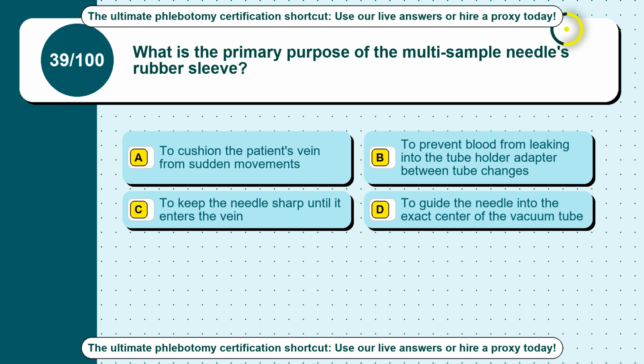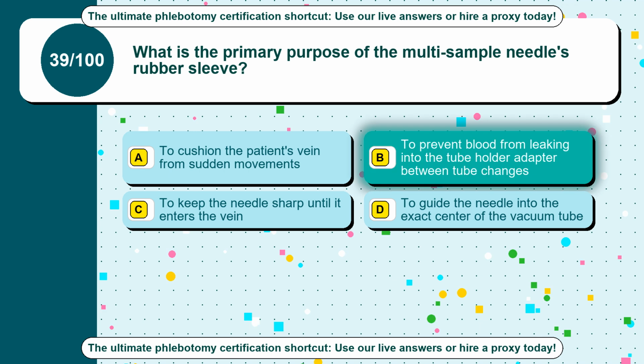To prevent blood from leaking into the tube holder adapter between tube changes. Option C. To keep the needle sharp until it enters the vein. Option D. To guide the needle into the exact center of the vacuum tube. The correct answer is option B. To prevent blood from leaking into the tube holder adapter between tube changes.